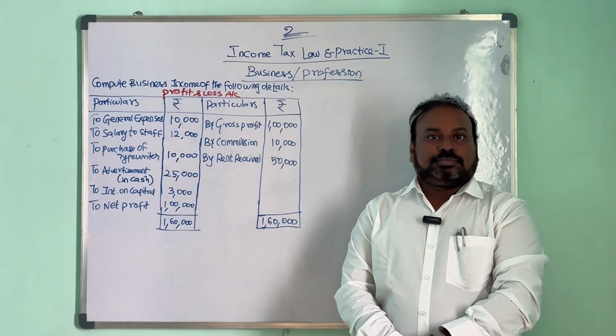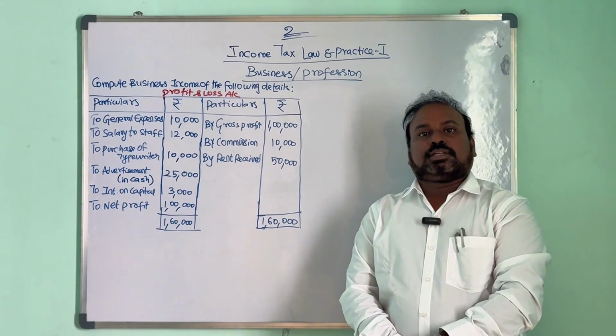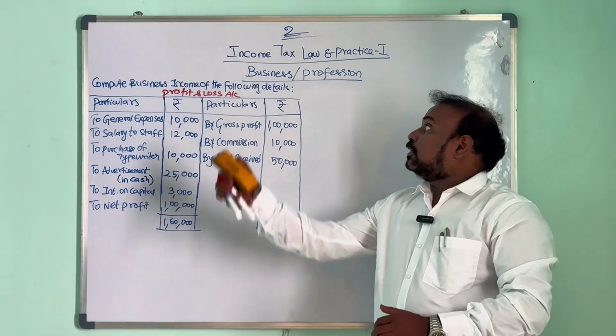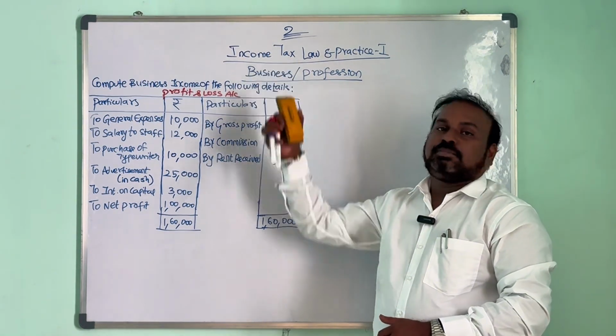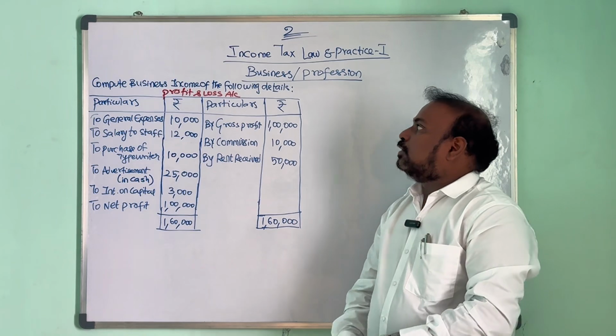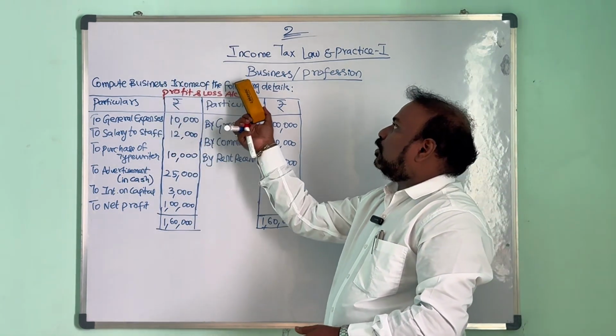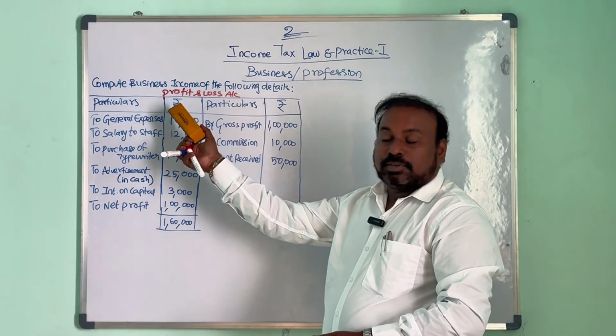Dear students, in this video we are going to see another important Part B question in the chapter Business and Profession in the subject Income Tax Law and Practice 1. Compute business income of the following details. Profit and loss account is given to you.